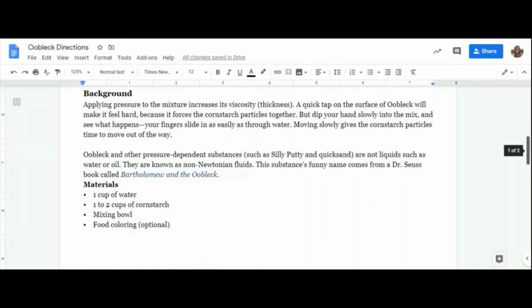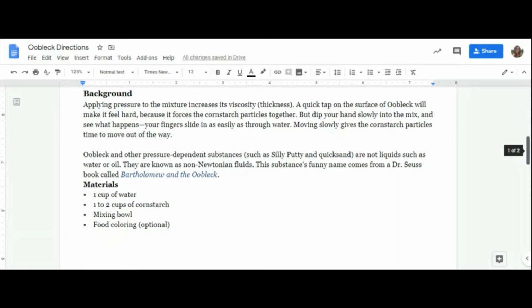A quick tap on the surface of Oobleck will make it feel hard because it forces the cornstarch particles together. But dip your hand slowly into the mix and see what happens. Your fingers slide in as easily as through water. Moving slowly gives the cornstarch particles time to move out of the way.